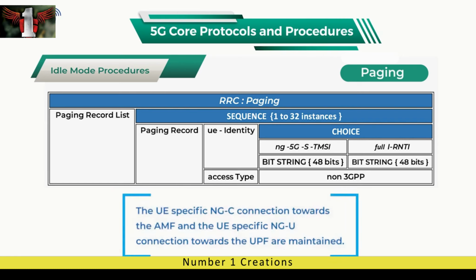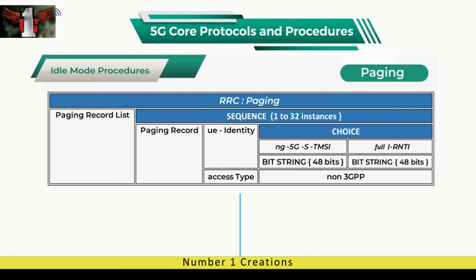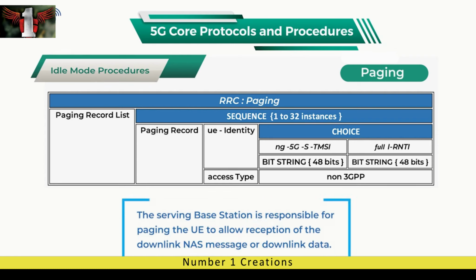In the case of RRC inactive, the UE specific NG-C connection towards the AMF and the UE specific NG-U connection towards the UPF are maintained. This means that the AMF can continue to forward NAS messages towards the serving base station and the UPF can continue to forward downlink data towards the serving base station. The serving base station is responsible for paging the UE to allow reception of the downlink NAS message or downlink data.